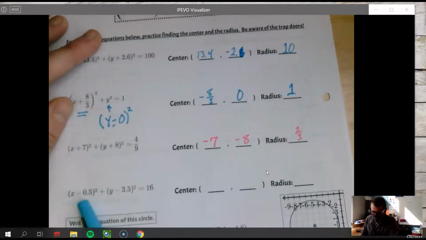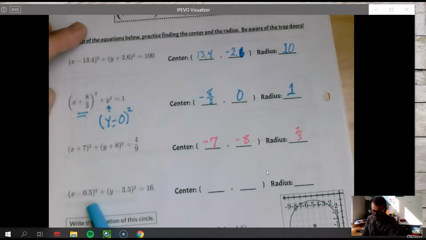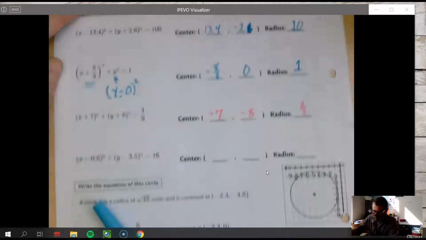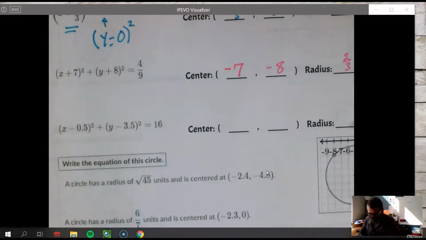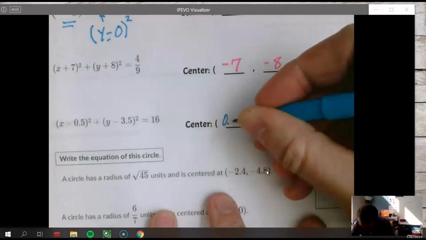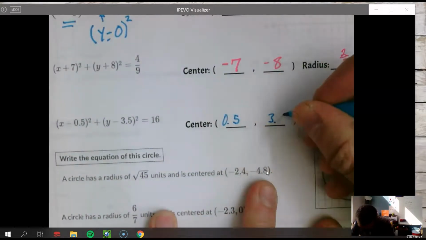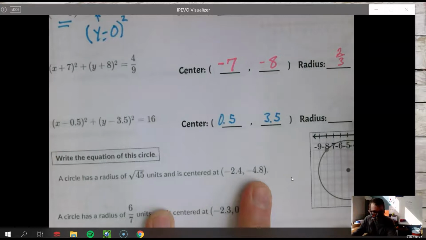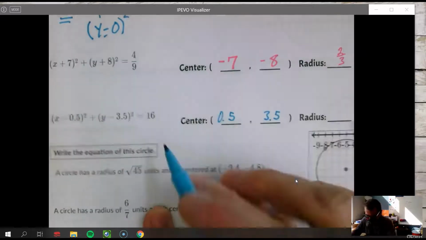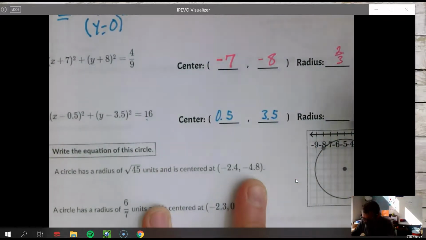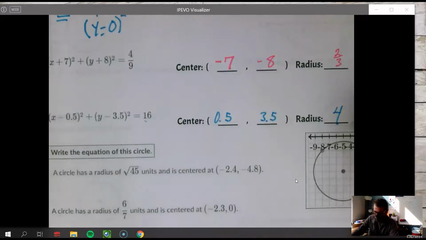Right? Down here, let's go Avi. What's our center for the final one? Yeah, 0.5 and 3.5, both positive. Katie Ann, just because we haven't really talked, what's the square root of 16? Yeah, 4. And moving on now. Wait, Aaron?